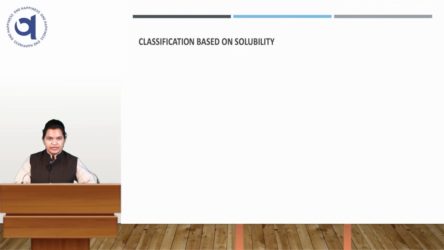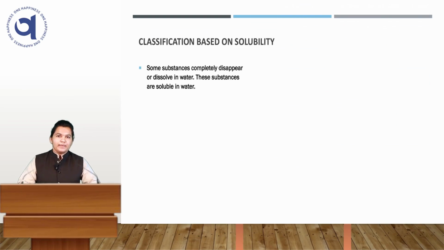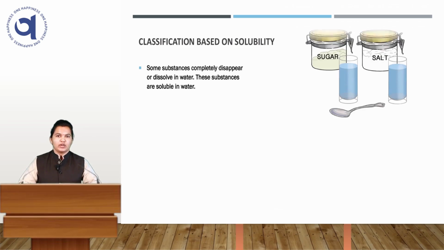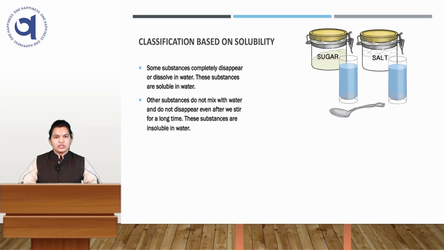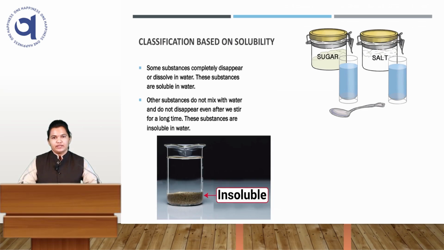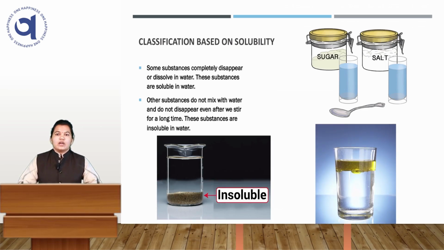Classification based on solubility. Some substances completely disappear or dissolve in water. These substances are soluble in water. Here we can see some examples of soluble substances, sugar and salt. They are easily soluble in water. Other substances do not mix with water and do not disappear even after we stir for a long time. These substances are insoluble in water. We can say that sand is insoluble in water. Oil also does not dissolve in water, so it is also insoluble.